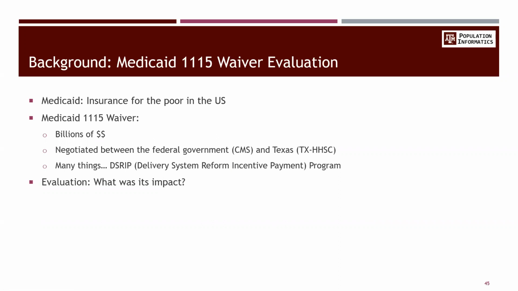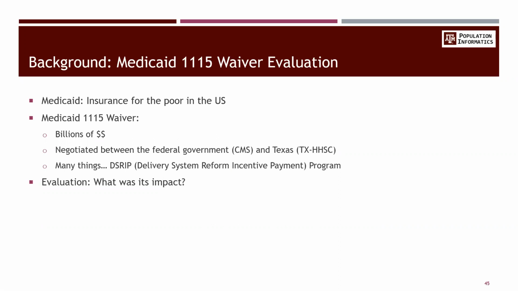So there's a lot of negotiation that may happen under the Medicaid program between the state agency and the federal agency. In this case, Texas got what they call an 1115 waiver that involves spending billions of dollars, based on a negotiation with the federal government. The federal agency is CMS, and the Texas agency is the Health and Human Services Commission, right? So the two agencies negotiated how to spend billions of dollars for better population health in Texas. And they do a lot of things in it.